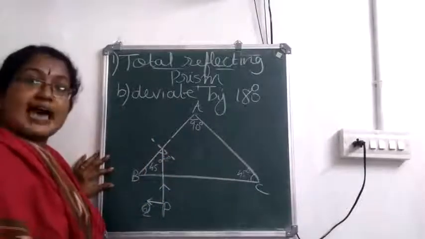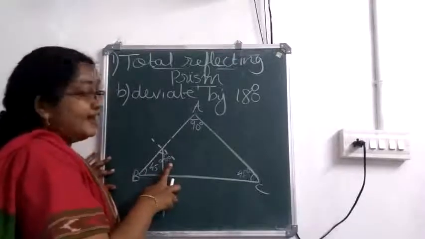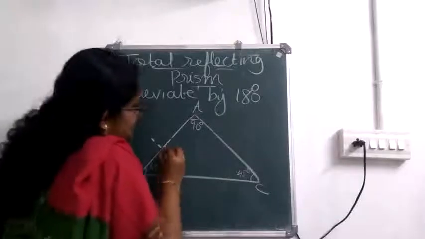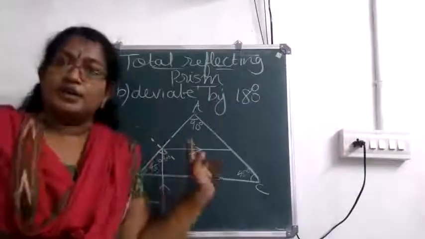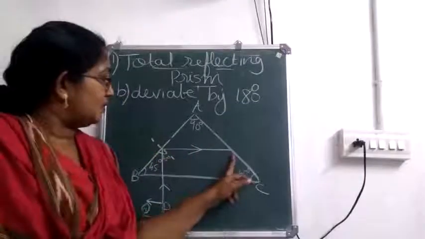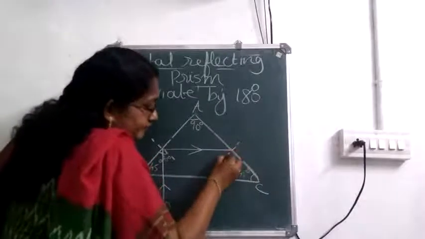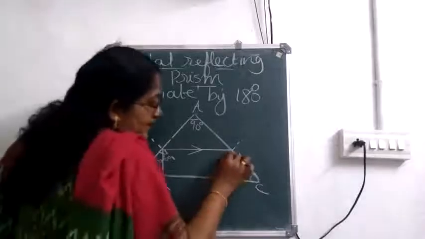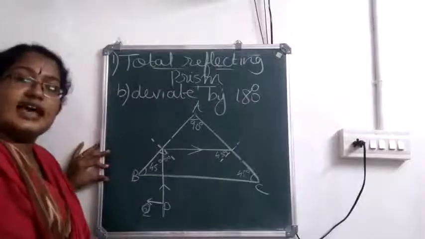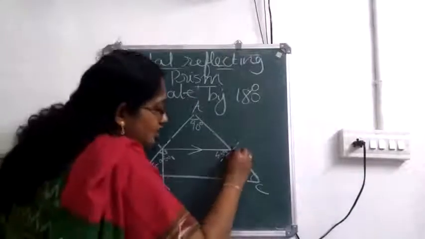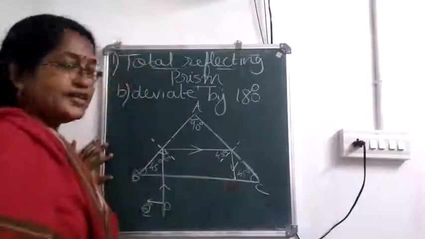That is, the angle of incidence is 45 degrees, which is greater than the critical angle. So what happens? The ray undergoes total internal reflection. It won't go out. Instead of moving out, it undergoes total internal reflection. And it hits on the face AC. Here also, it hits at an angle 45 degrees, which is greater than the critical angle. So it undergoes total internal reflection and it hits on the surface BC.